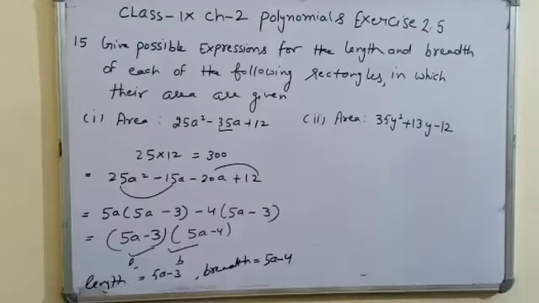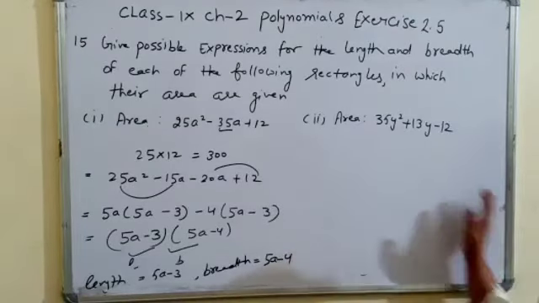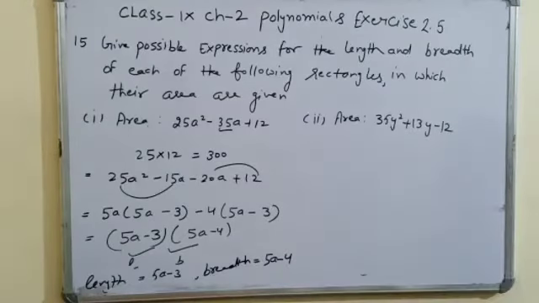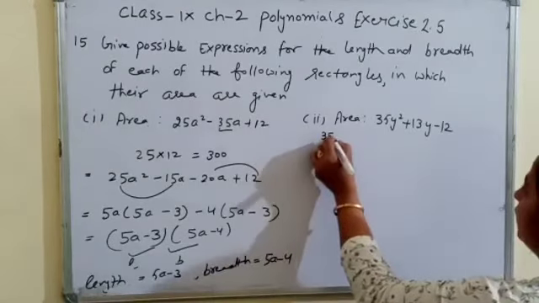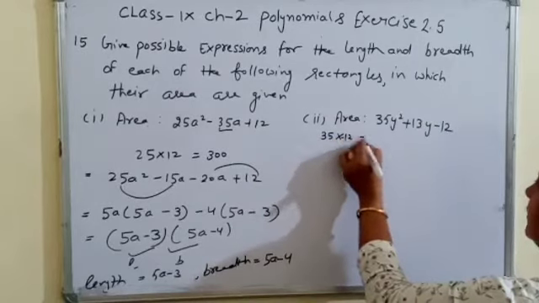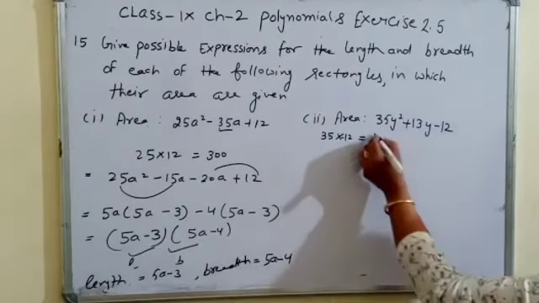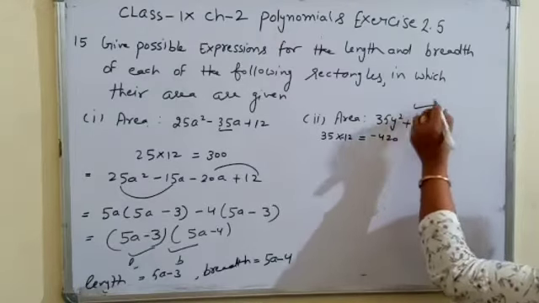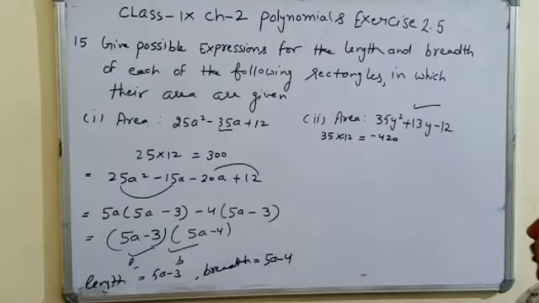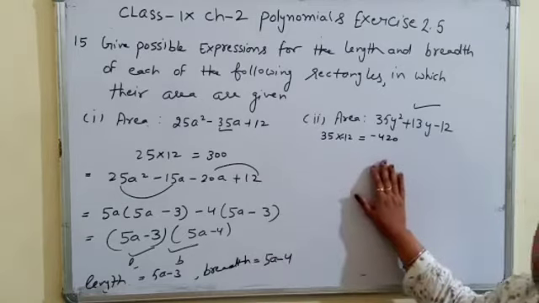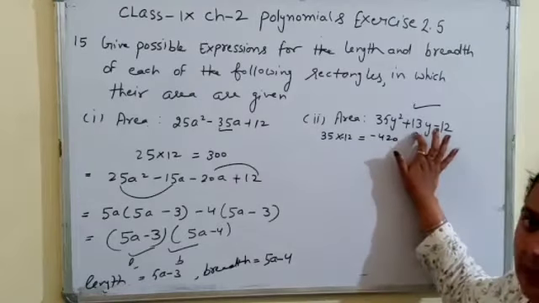Second case, let's discuss it. The second statement is 35y square plus 13y minus 12. When we multiply 35 and minus 12, the result is equal to minus 420. So it means we have to split the 13 into factors so that their product is minus 420 and their sum is 13.